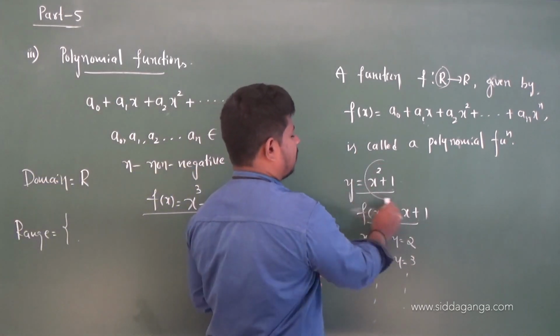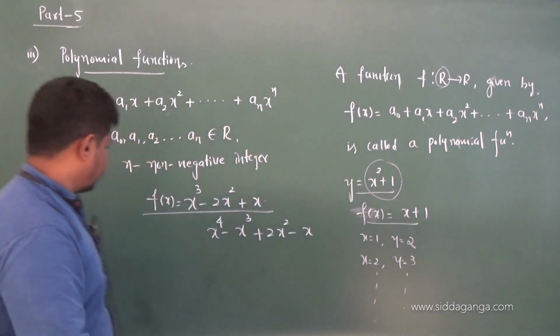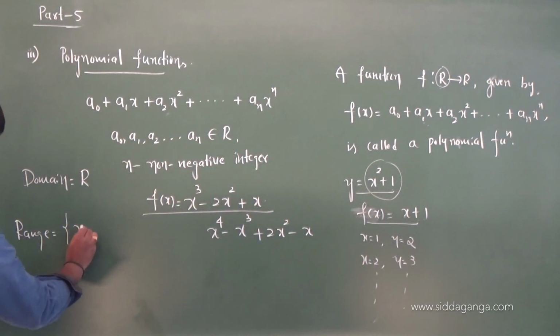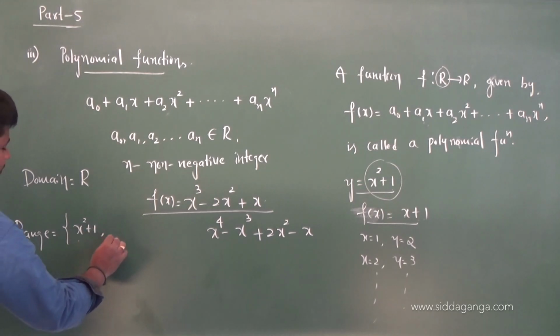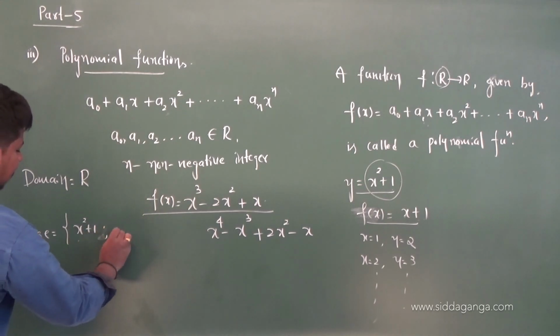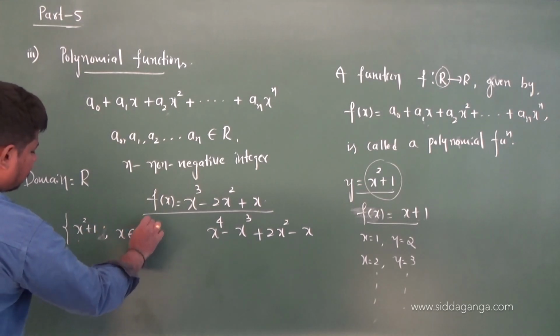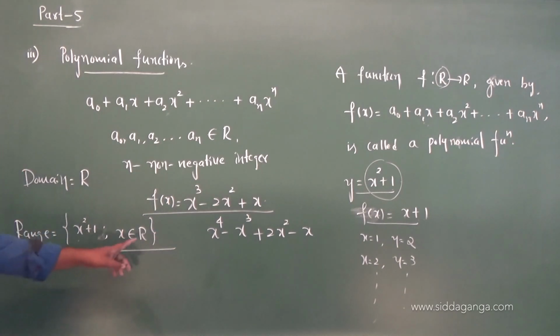This gives the range value, no? x square plus 1 gives the range value, no? So, range contains x square plus 1 such that x belongs to the domain set. That's it. Whatever the domain value, you get the range value.